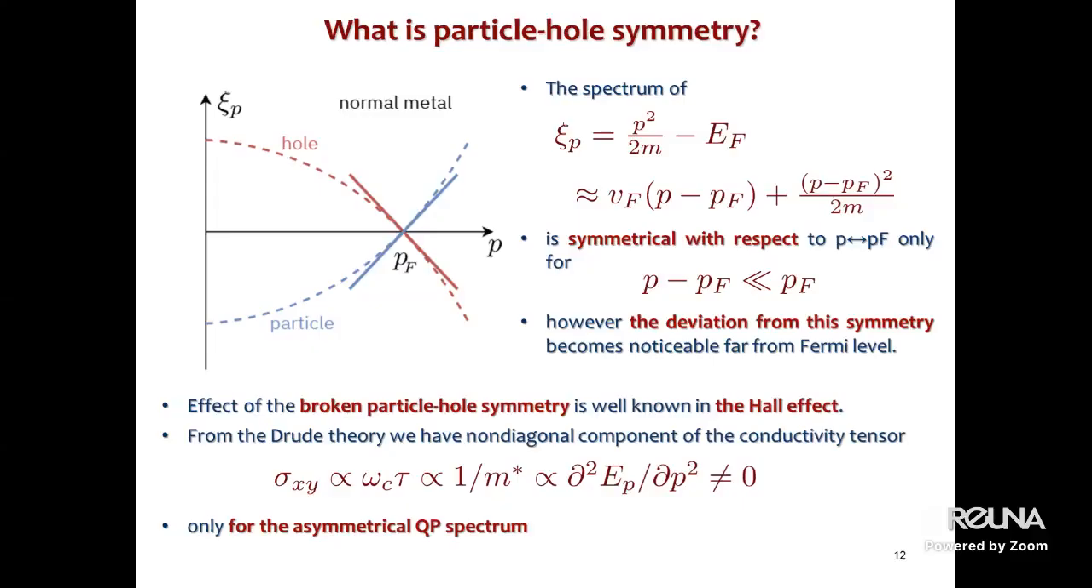However, it's becoming non-negligible if we're moving away from the Fermi level. The effect of broken particle-hole symmetry is well known in the theory of the Hall effect. From the Drude theory, we have a non-diagonal component of the conductivity tensor only for an asymmetrical quasi-particle spectrum. Indeed, if we have a symmetrical one, the non-diagonal terms are zero. If we have asymmetry, this term becomes non-zero, and then we have a Hall effect, and consequently, we have an inverse Faraday effect.